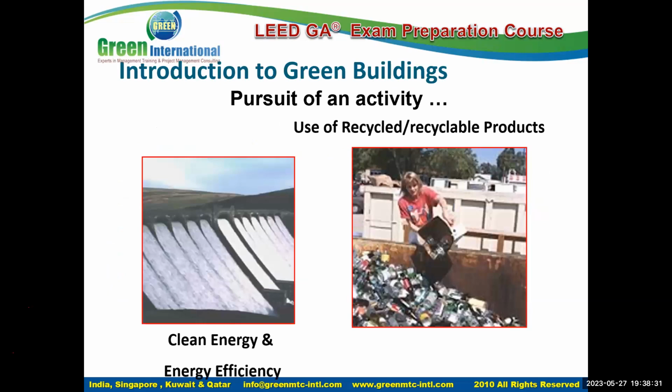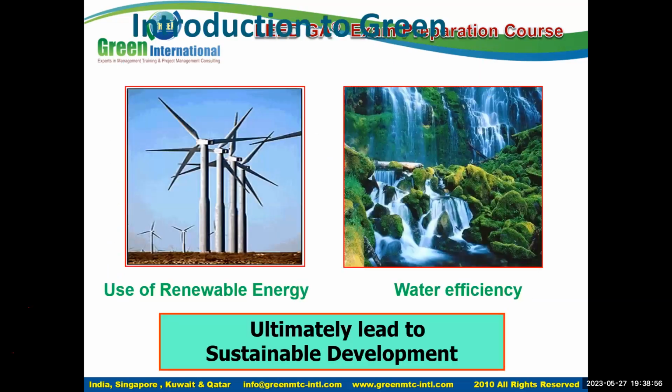So, as I've already mentioned, it's to create environmentally responsible and resource efficient structures. And the process has to be throughout the life cycle. It cannot start at one particular phase and it cannot be just for one particular phase, right? So ultimately, we're looking at leading to sustainable development, right? So clean energy and energy efficiency, usage of recycled or recyclable products, use of renewable energy, water efficiency, all of this leading to sustainable development.